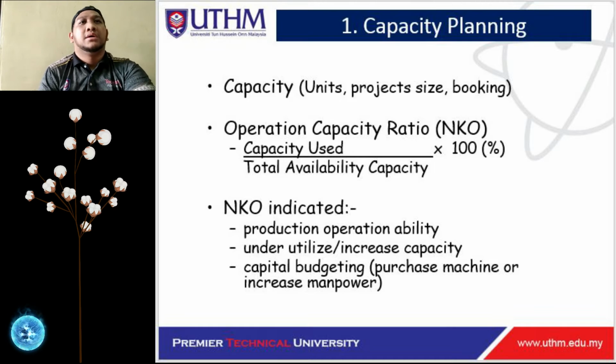For the first aspect, capacity planning. Capacity such as unit, project size or booking. To calculate the operation capacity ratio, we can use this formula: capacity used divided by total available capacity times 100%. This indicates production operation ability. Second, underutilized or increased capacity. Third, capacity budget, purchase machine or increase manpower.